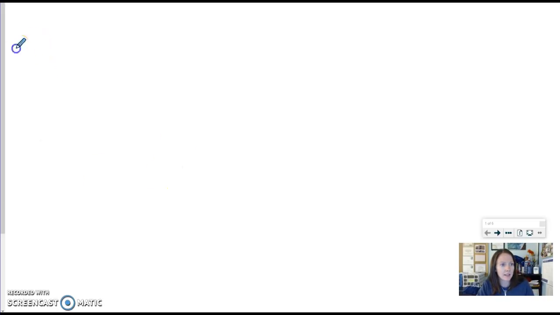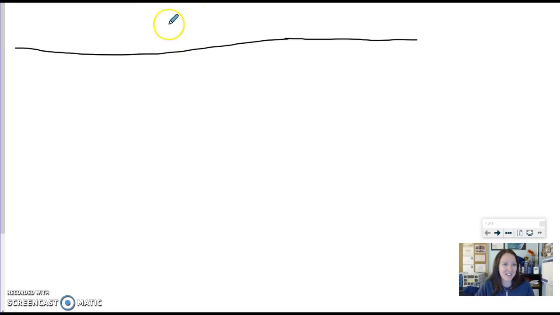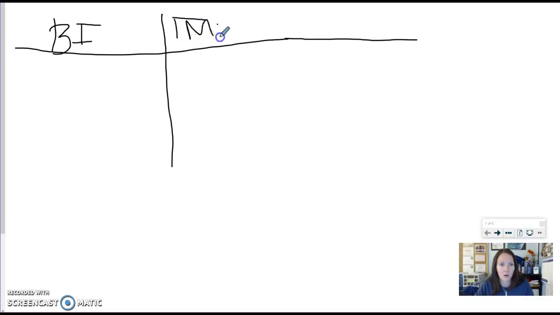Go ahead and take your page, well, that's not a very straight line, but go ahead and divide your page into 2 columns. And you're going to label the left-hand side big ideas and the right-hand side tell me mores, or you can do supporting ideas for that. Go ahead and pause the video and do that now.